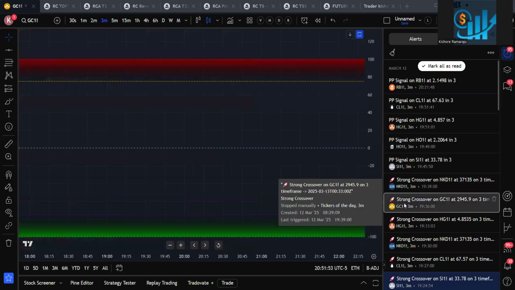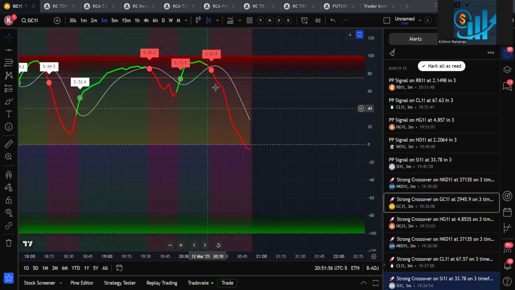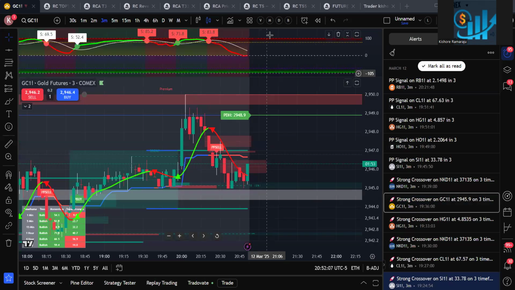Right? GC, there is a strong crossover. Right? It went to the top. We got a crossover. If you get this one and then you see a nice gap, then you can go and enter short like that. So those two will help you. Yeah, that gap is very important.